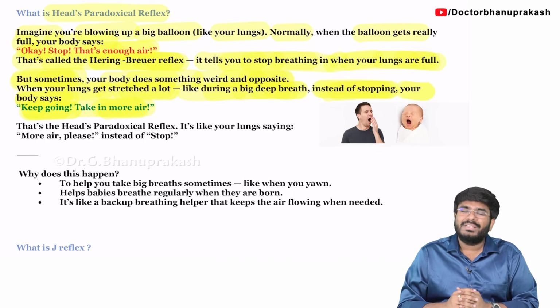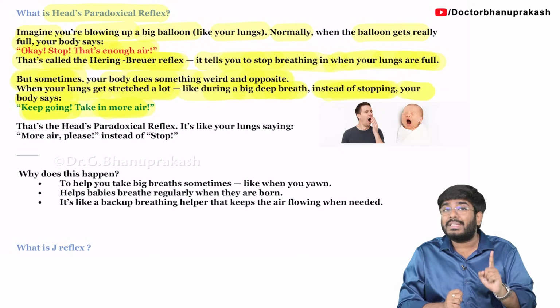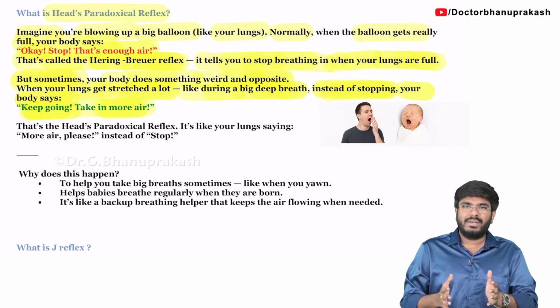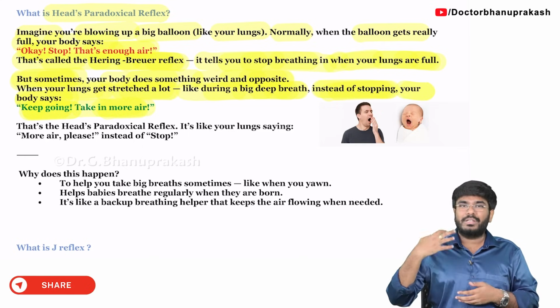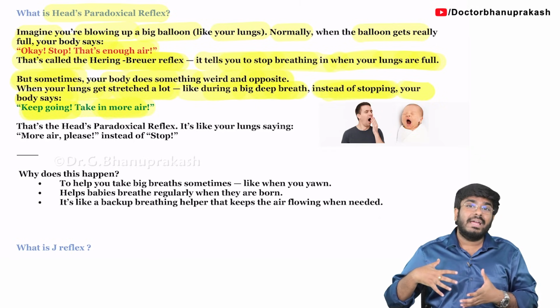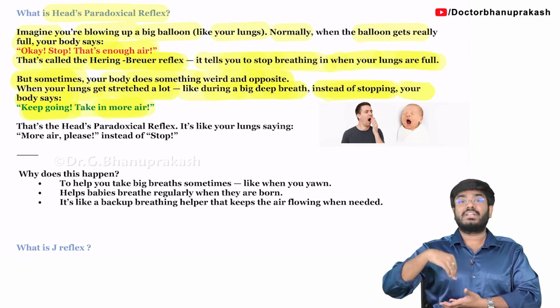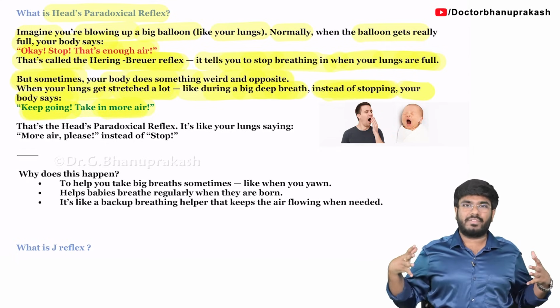When? Especially during the first breath, guys. Head's paradoxical reflex is seen in neonates. When the baby is born, the baby takes the first breath, right? So whenever the baby is breathing, air goes to the lungs, and that causes Head's paradoxical reflex. Whenever there is stretching of the lungs, that further facilitates the inspiration, so that there is complete expansion of the lungs.